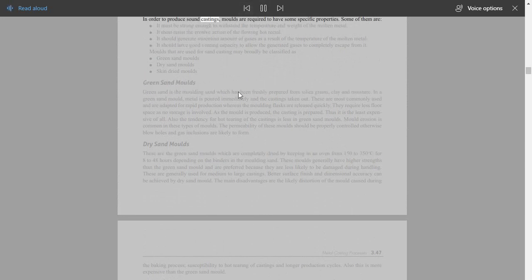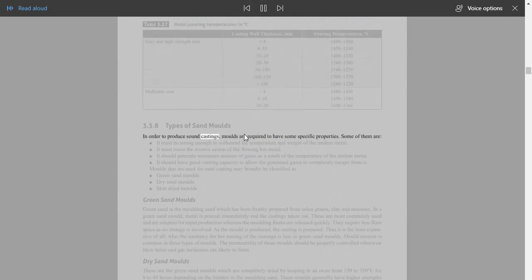In order to produce sound castings, molds are required to have some specific properties. Some of them are: it must be strong enough to withstand the temperature and weight of the molten metal. It must resist the erosive action of the flowing hot metal. It should generate a minimum amount of gases as a result of the temperature of the molten metal. It should have good venting capacity to allow the generated gases to completely escape from it.